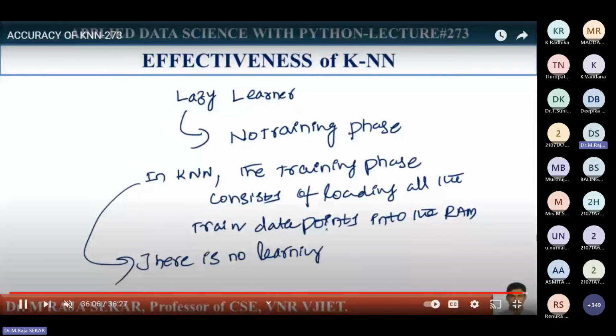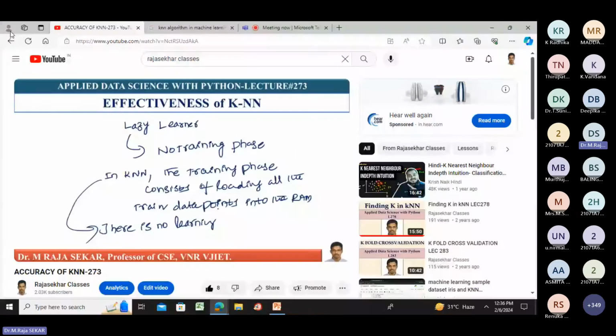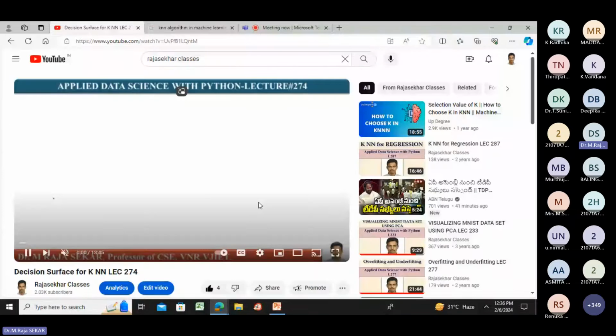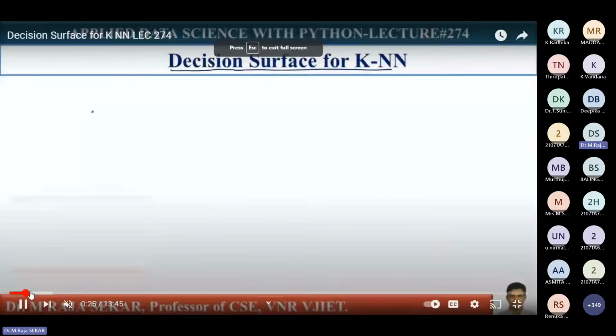Anyway, just let me go back. This is about 273. Let me discuss this particular lecture. What is this 274? In this particular session, my intention is to explain overfitting and underfitting. I think I have maybe 25 minutes. Let me complete till that stage. If I complete overfitting and underfitting, it will be helpful. I will try to complete that part.